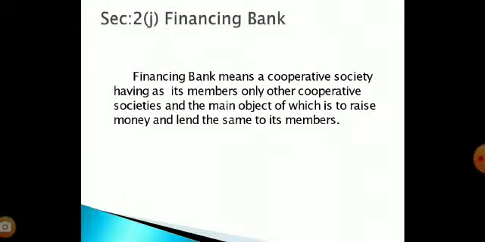And next one, financing bank. We already learned this term financing bank last year. Financing bank means those institutions providing assistance to the specific other affiliated institutions. In case of the cooperative credit structure, the short term and medium term credit structure, the primary cooperative society gets its assistance from the district cooperative bank. Then this district cooperative bank acts as the financing bank of the primary cooperative society. Here, look at this definition: financing bank means a cooperative society having as its members only other cooperative societies, and the main objective of which is to raise money and lend the same to its members.